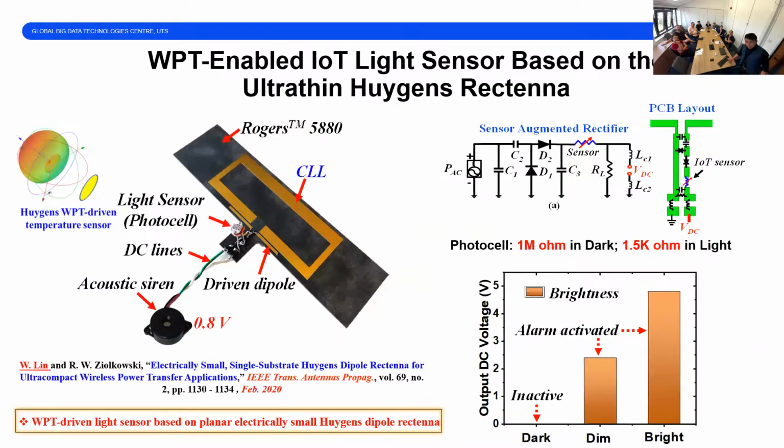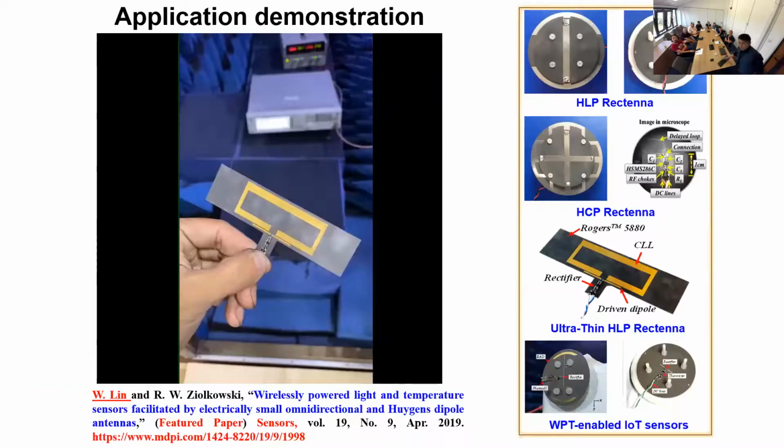And later on, we also integrated a photocell as a light sensor to demonstrate a WPT-enabled light detecting system. This system is fully wirelessly powered. So in a dark environment, if we attach the acoustic siren, there is no power, right? But in a dim or bright environment, the acoustic siren will be alarming. So I can show you a short demonstration of how this works in the lab.